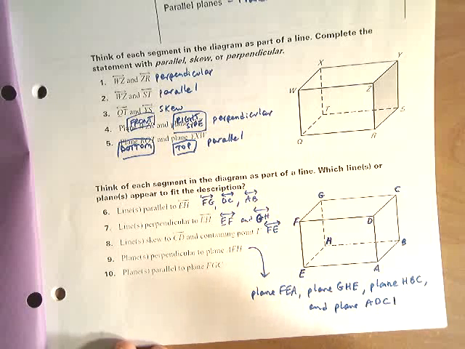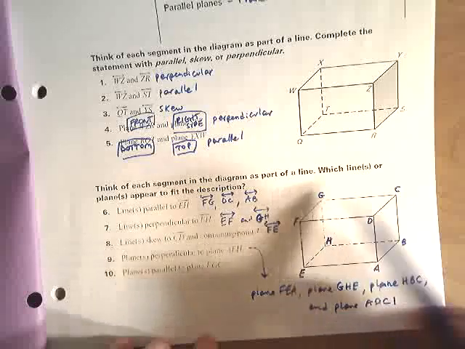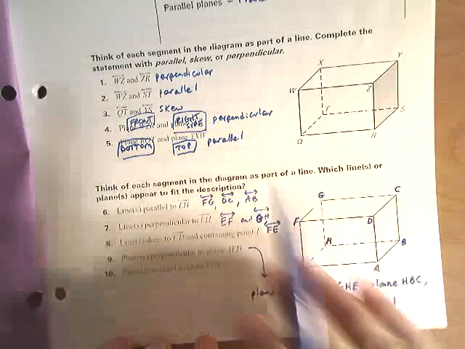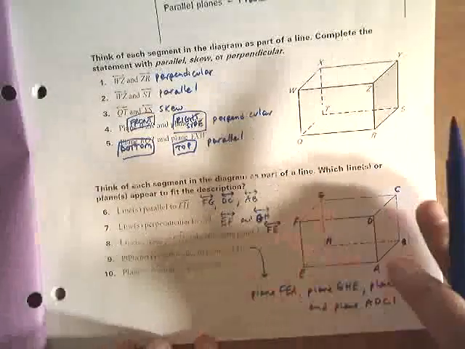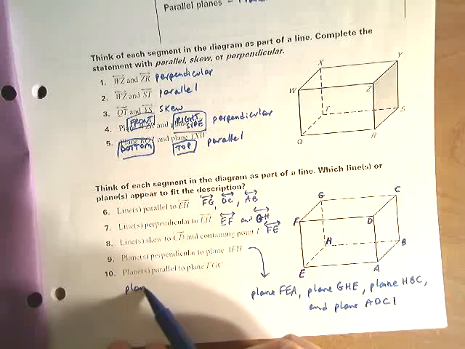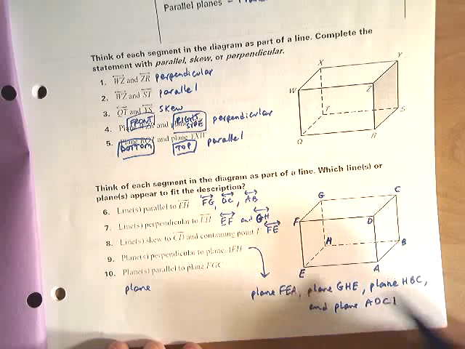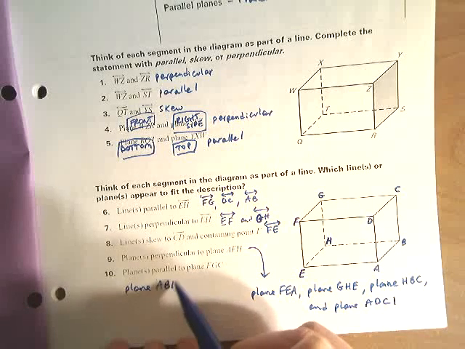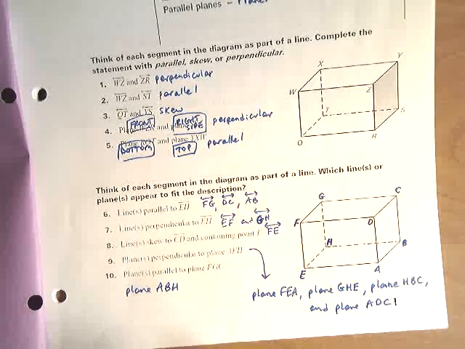Number 10. Planes parallel to FGC. FGC is the top of the box. So the only plane that would be moving in the exact same direction as the top of the box would be the bottom of the box. So for number 10, I just have to give a name for the bottom of the box. Let's call it plane ABH. That's the only answer for number 10.